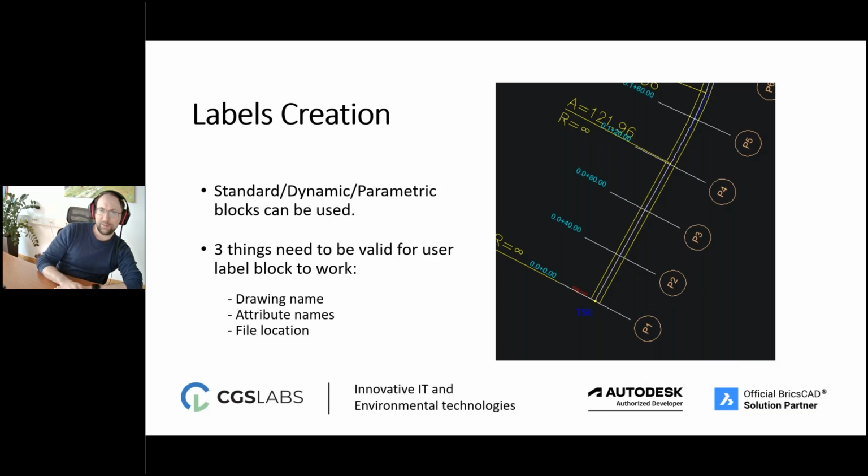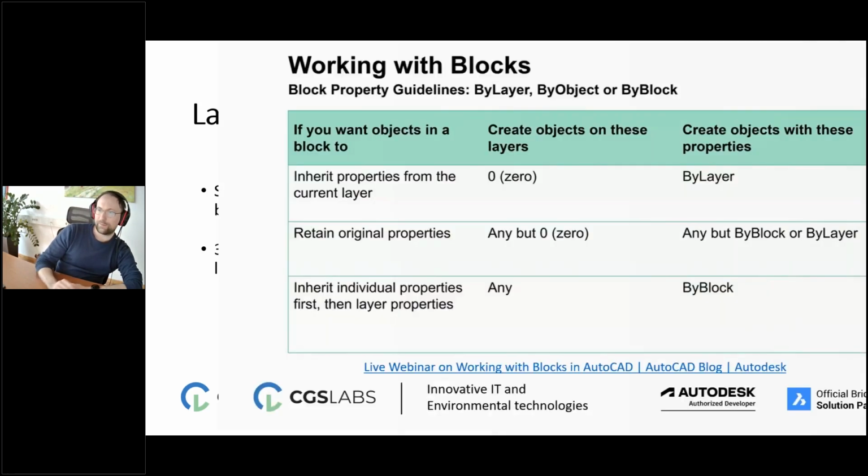Okay, then the label creation part. For our CGS labels, any type of block can be used, so standard, dynamic, or parametric can be prepared. The only three things that are important are: that the drawing name is as already defined, that we place it in the right folder or location, and that the attributes within the drawing are correctly named so that the information will be correctly assigned to the label. So how do we do that?